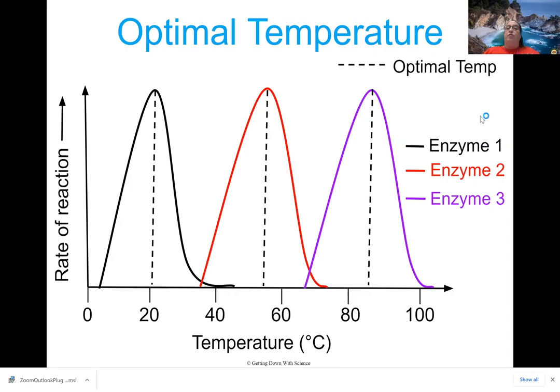So here you'll notice we have three different enzymes, and the three different enzymes have three different optimal temperature ranges. Enzyme 1 does best about 20. Enzyme 2 does best about, I'd say, maybe 55-ish. And enzyme 3, I'd say it's probably somewhere around 85, 87, something like that. But you see, those are their optimal range. But you'll also notice that they're still having reactions away from that optimal range. They're just not as good. They're not going to have as good a rate of reaction.